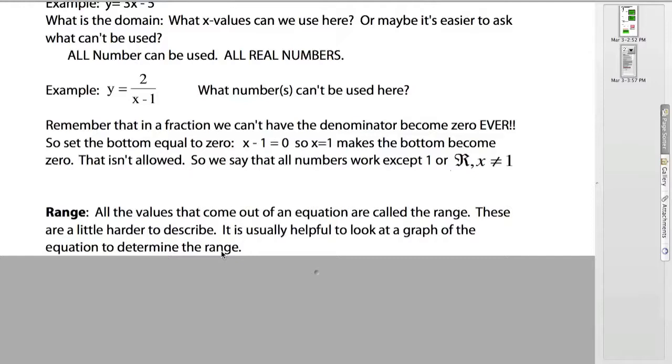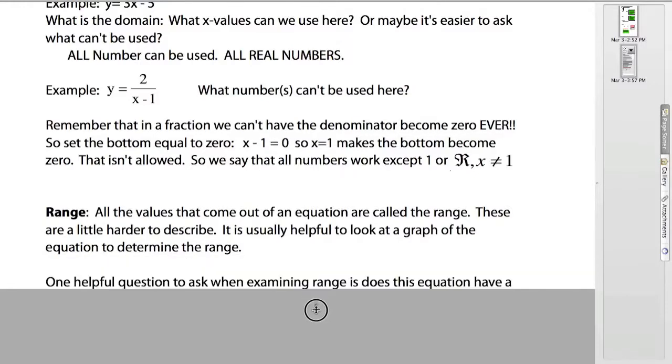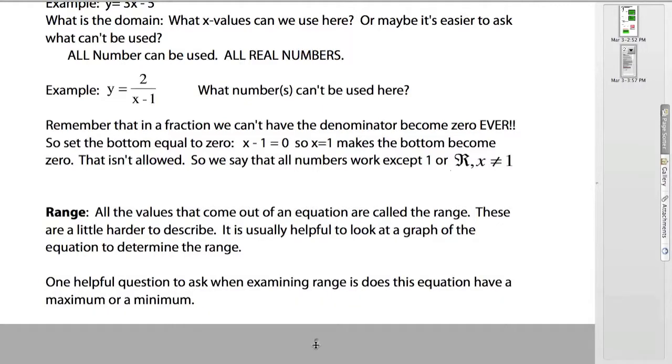Now sometimes it's easy to tell, but there's a couple of questions you can ask if you can't look at the graph. Let's suppose we had a parabola. Well, all parabolas have either a minimum or a maximum depending on if it opens up or if it opens down. And so let's just take a basic parabola, y equals x squared, a traditional one.